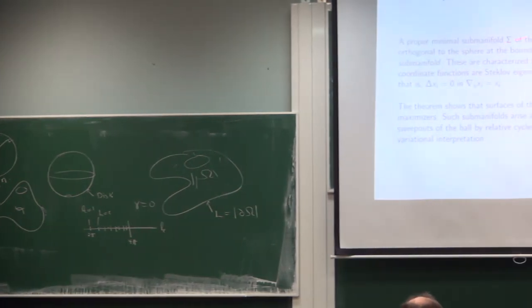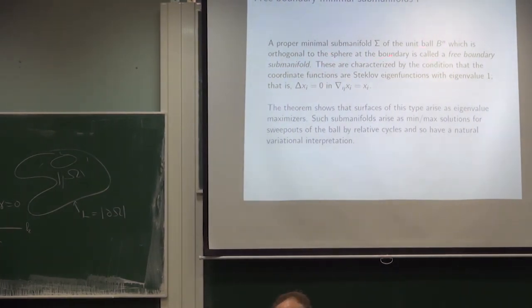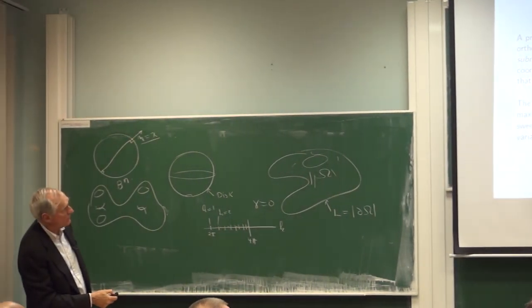So if I take minimal surfaces sigma in the ball, they could be of any dimension, and they're orthogonal to the boundary, to the sphere along the boundary. That's called a free boundary submanifold, and they're characterized by the condition that the coordinate functions are Steklov eigenfunctions with eigenvalue 1. So the coordinate functions are harmonic with respect to the induced metric on sigma, and the free boundary condition is the condition on the normal derivative, where eta is the normal vector here. And of course, the normal vector, because it's a free boundary minimal surface, is just the position vector, right? Because it meets the boundary orthogonally. And so the coordinate functions are harmonic, that's just the minimality, and then this is the boundary condition.